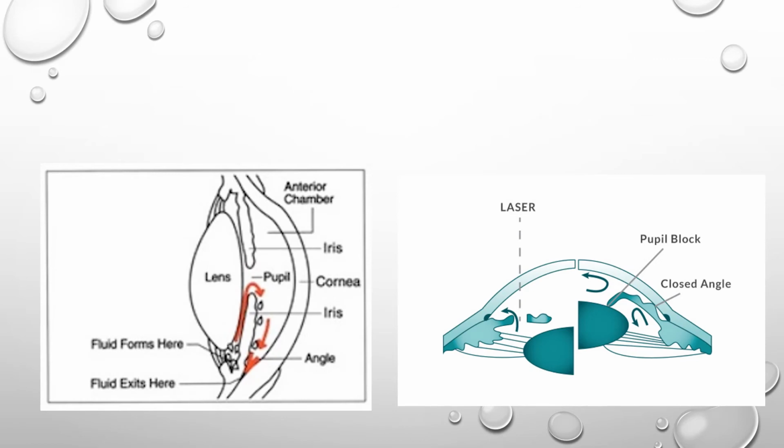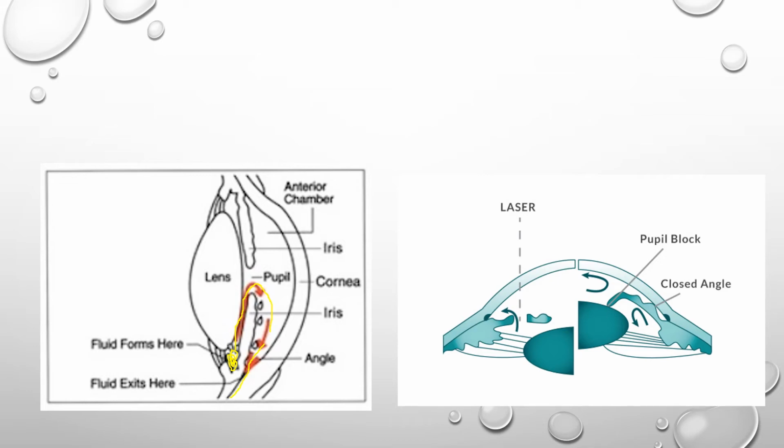Now talking about where the aqueous humor is formed and how it moves. See, these are the ciliary processes. Aqueous humor is made here. It moves from the pupillary area, it goes into the anterior chamber, and from here it drains by the trabecular meshwork. So this is the pathway.